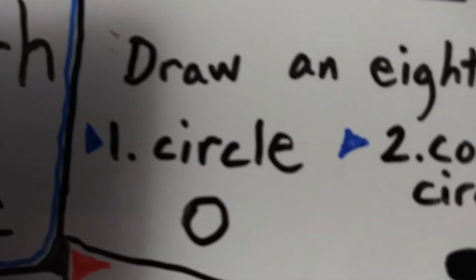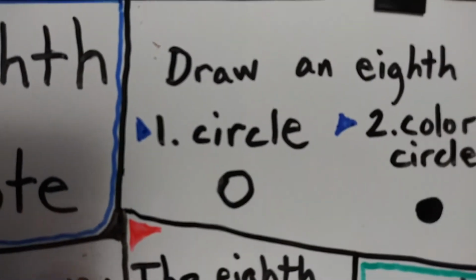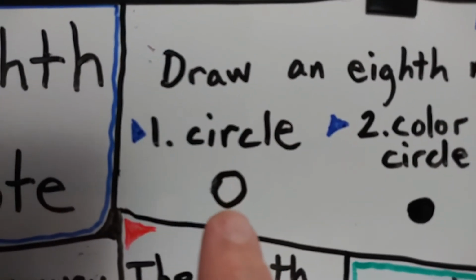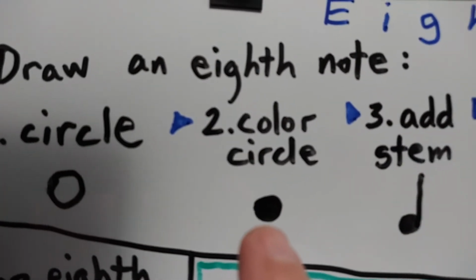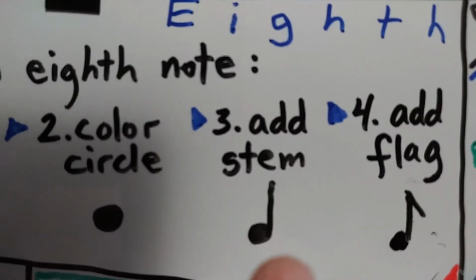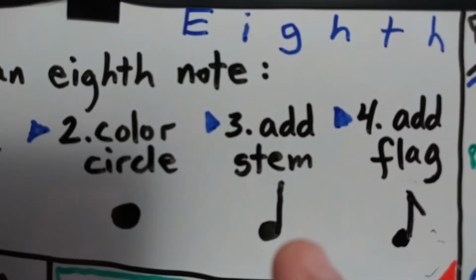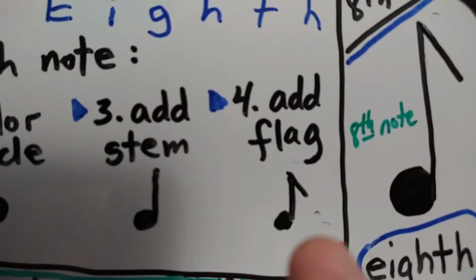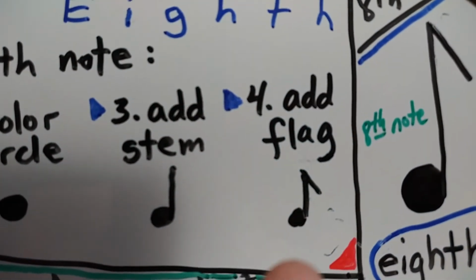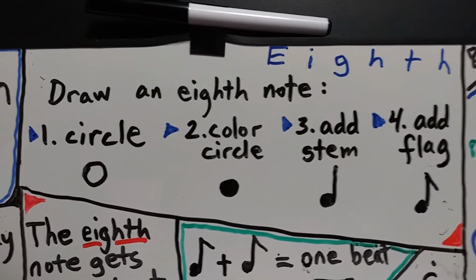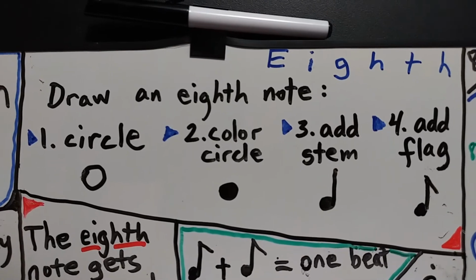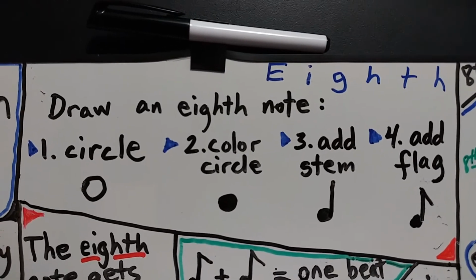So let's draw an eighth note. First, make a circle. Second, color the circle. Third, add the stem. Fourth, add the flag. Draw an eighth note. So far so good, right?